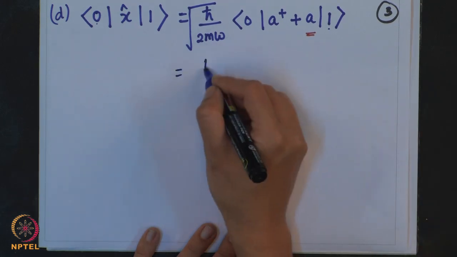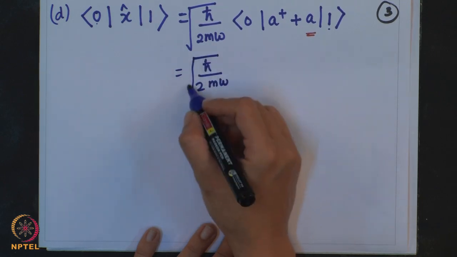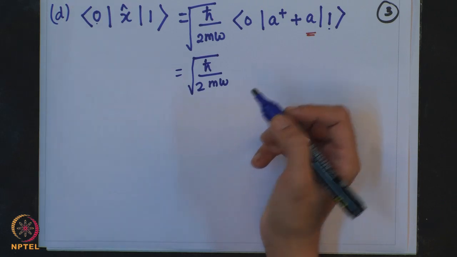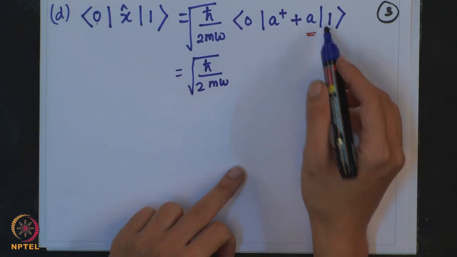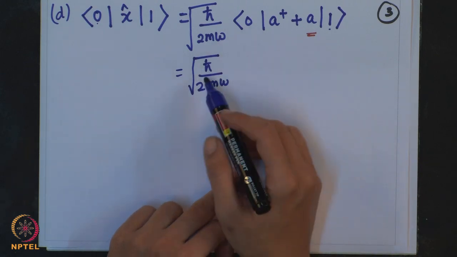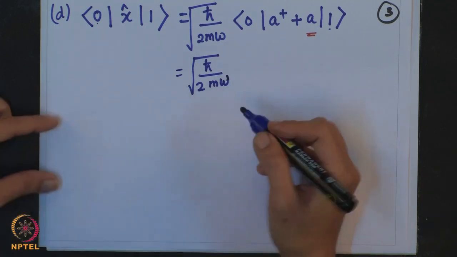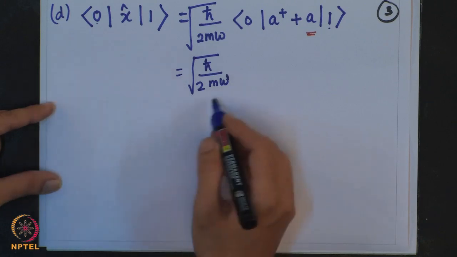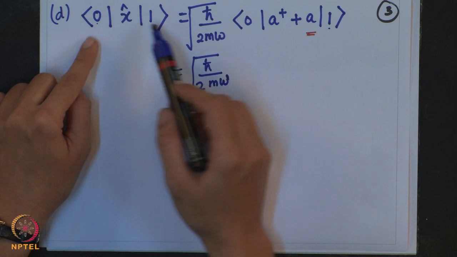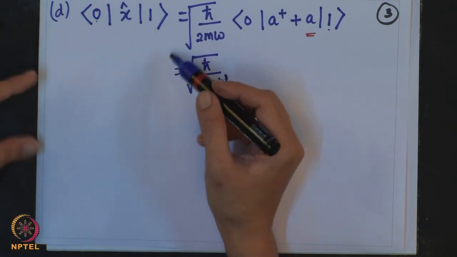So, you have h cross upon 2 m omega, this will be in the square root, and here this will become 0, so this will be 1. So, delta 0 0 will be 1. So, you are left with h cross square 2 m omega. Okay. In the D part, we have got this, because now you have a definite initial and final state. Here you have 0 and 1. In the previous problem, we had n and 0.